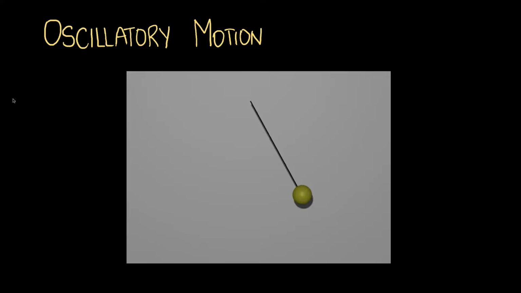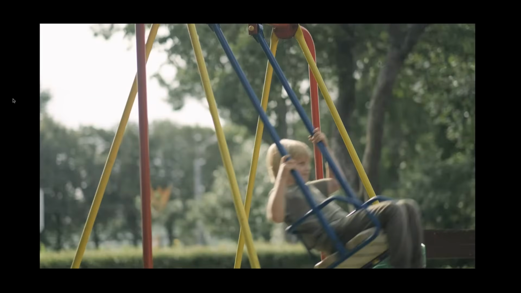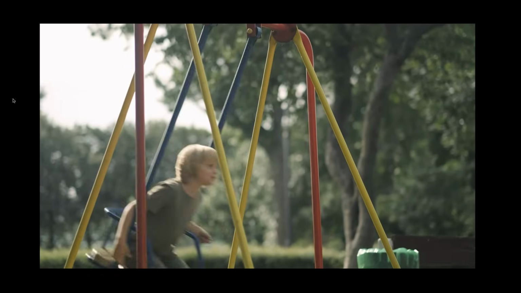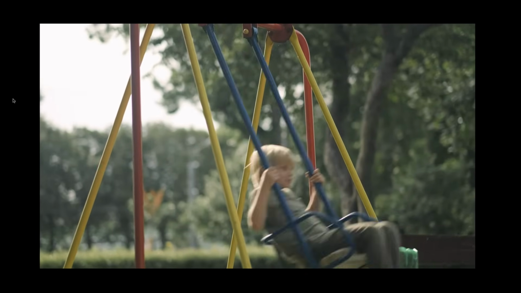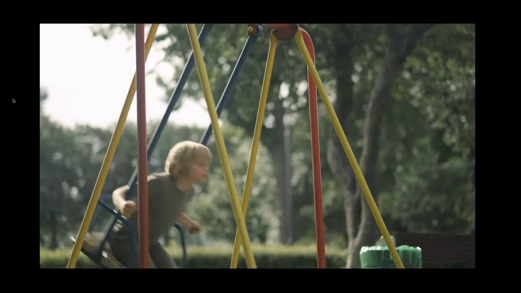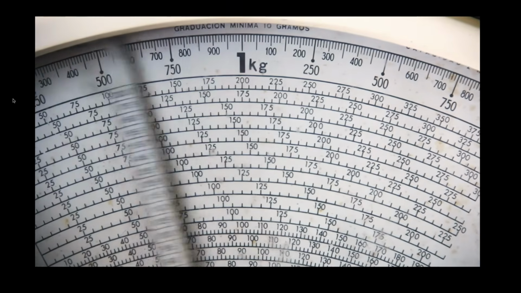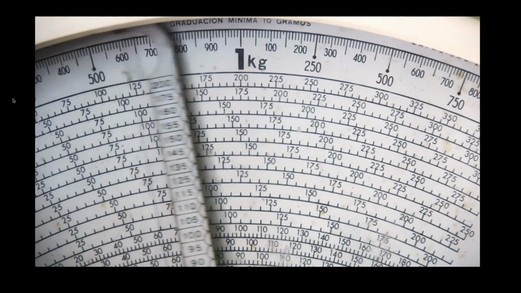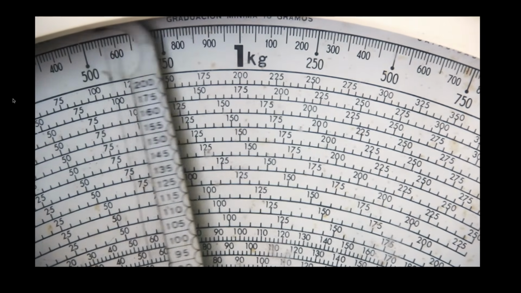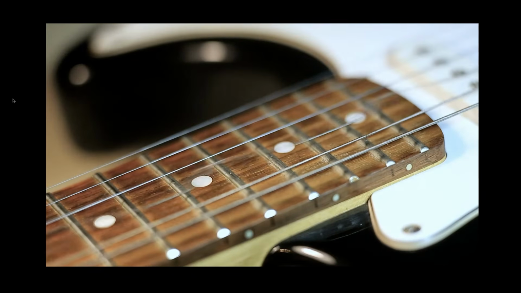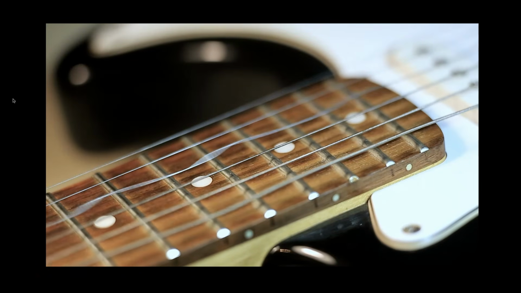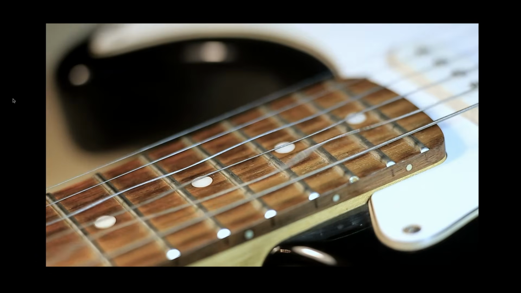Here's the first example, a pendulum swinging back and forth. This is an example of oscillatory motion. Another example is a child swinging up and down. Yet another example is when you place something on a weighing scales. The needle seems to go left and right like this. This is an example of oscillatory motion. Or when you pluck the strings of a guitar, the particles on the string start performing oscillatory motion.